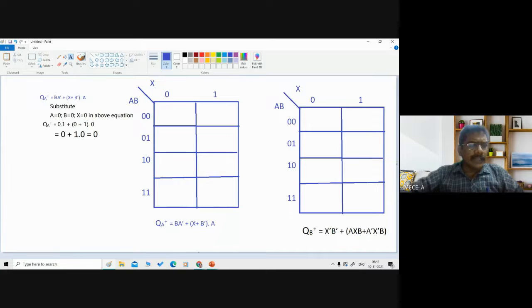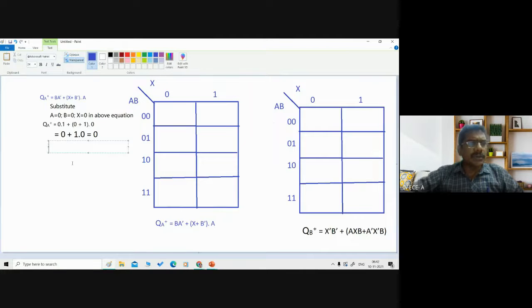So take this equation: BA dash plus X plus B dash into A. This is the equation. In this equation you have to substitute A equal to 0, B equal to 0, X equal to 0. If I substitute this value, B value is 0. A dash means 1. Plus X value is 0. B dash equal to 1, because B equal to 0, so B dash equal to 1.